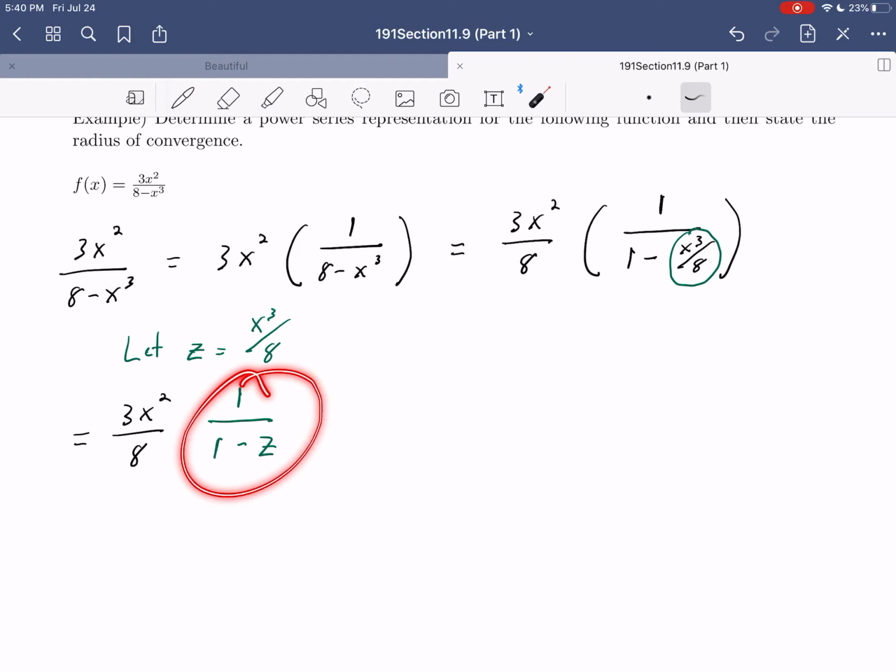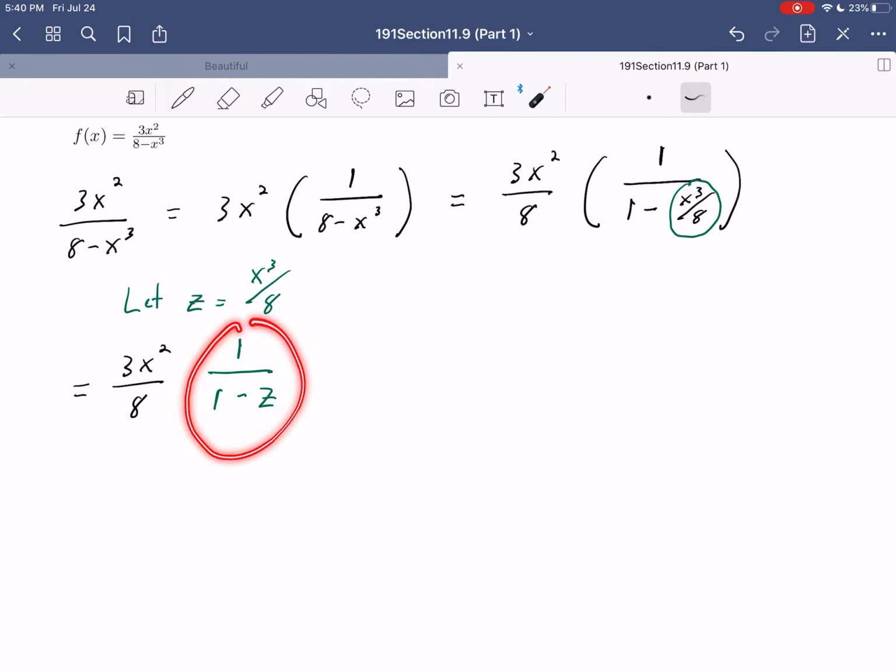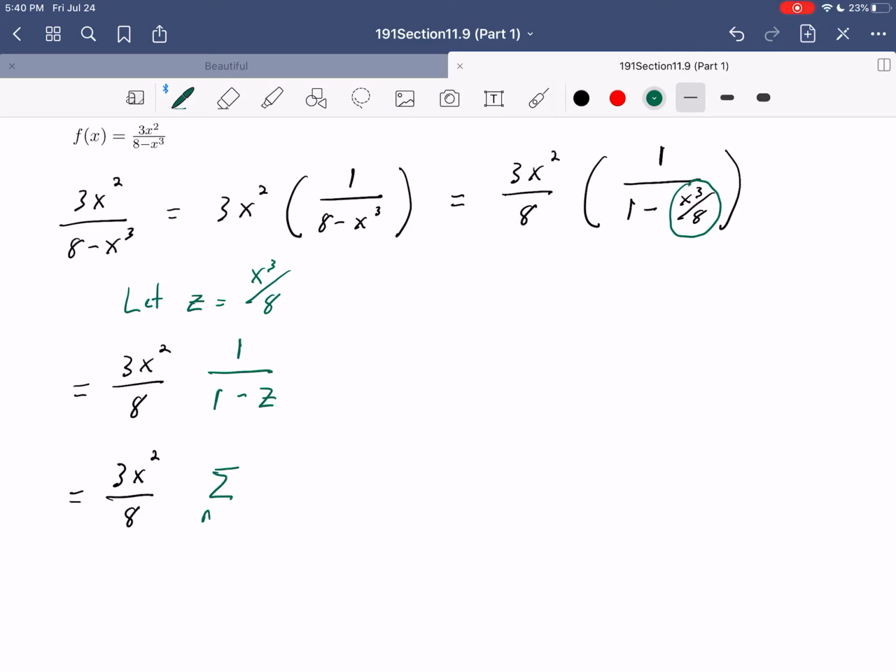Now we can go ahead and replace this. This is our moment where we actually introduce our power series representation. So this is going to be 3x squared over 8, and now we can replace this with the summation n equals 0 to infinity, z to the n. Right now, this is the only established power series that we're consistently using. 1 over 1 minus z goes to this sum n equals 0 to infinity, z to the n. Remember, that came from the geometric series formula. Later on, we will come up with some other classic established formulas that we can manipulate off of.